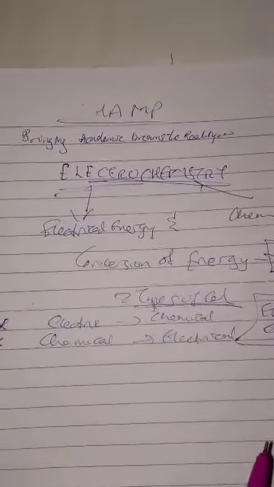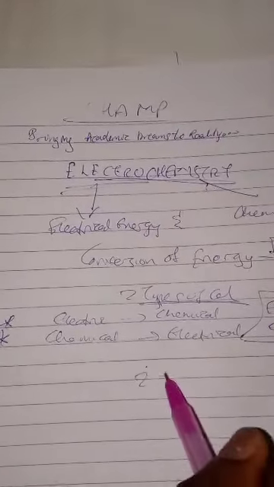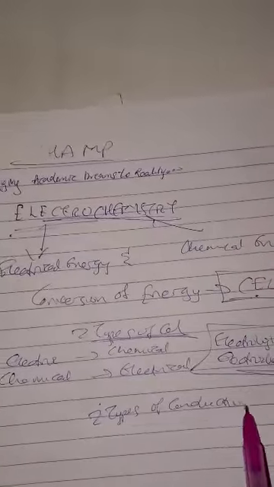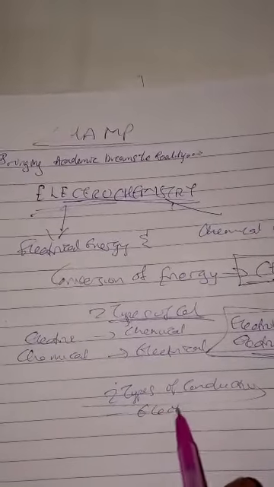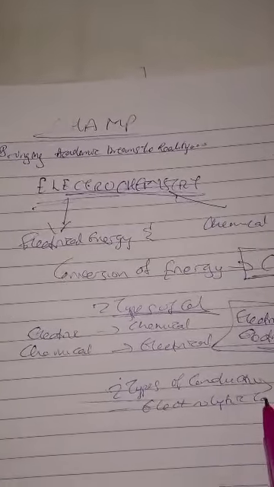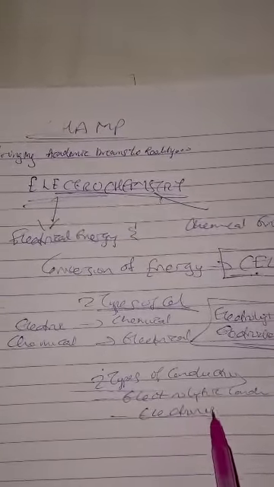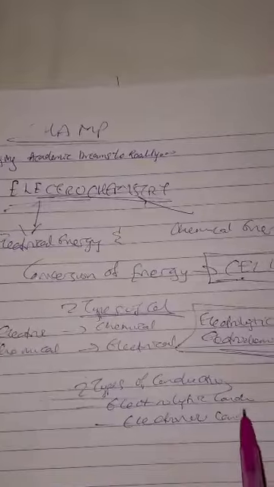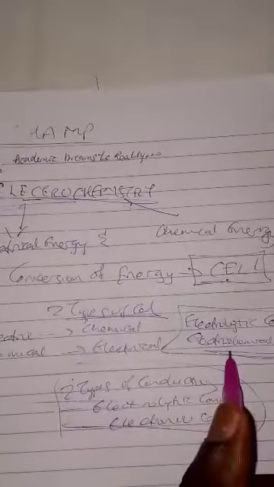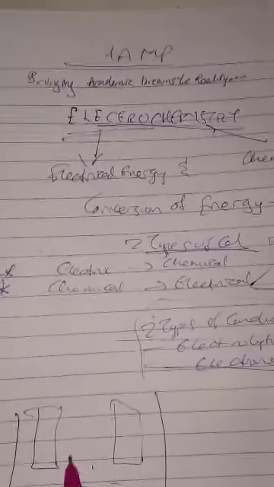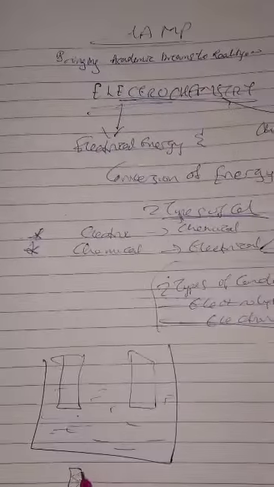Now let's move on. Now we have two types of conduction. We have electronic conduction and electrolytic conduction. But before I explain the two types of conduction that we have, let me just try to differentiate between these two types of cell. Now this is an electrolytic cell. You have your anode, you have your cathode, you have your electrolyte.